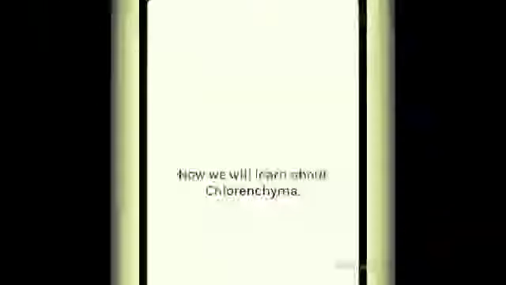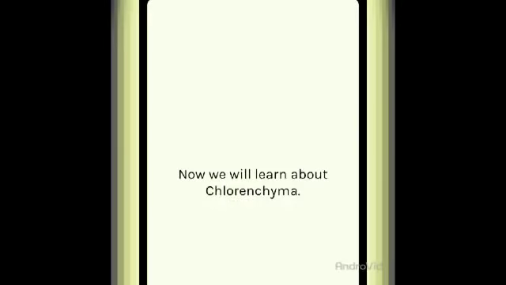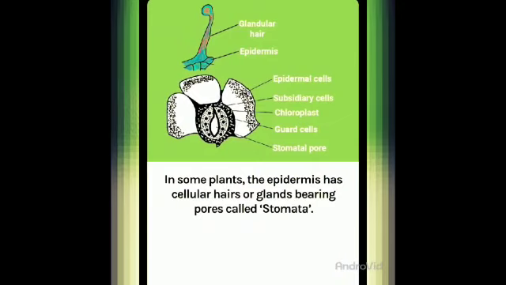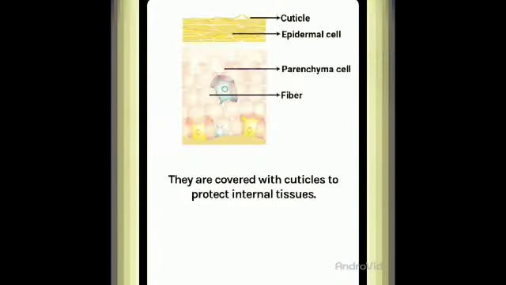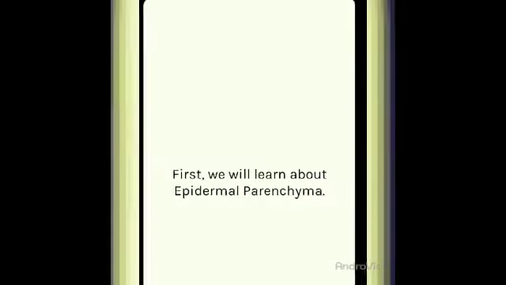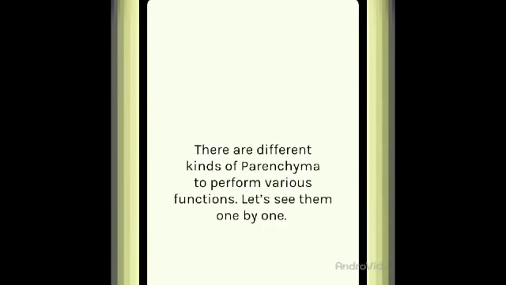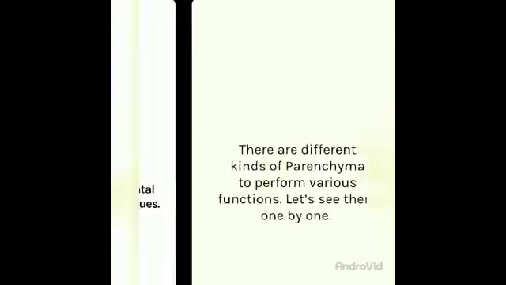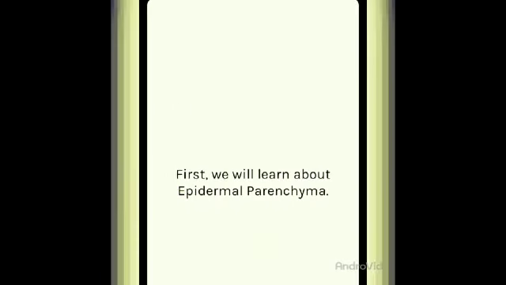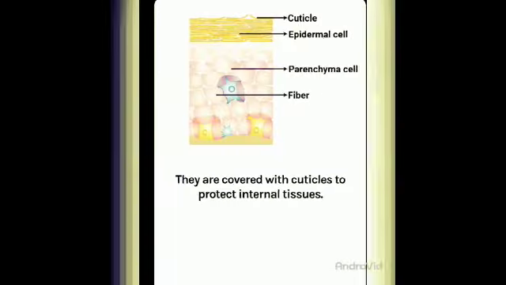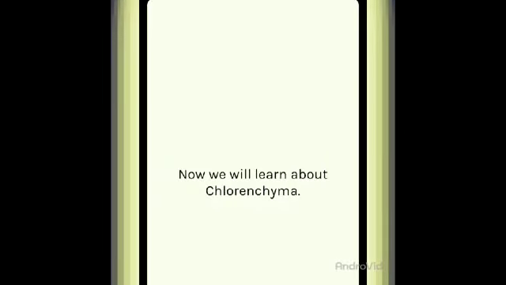So let's learn about the various kinds of parenchymatous type of tissues. Now, we will learn about chlorenchyma. This is another type of parenchyma tissue. You have seen in the previous part the epidermal tissue, right? Epidermal parenchyma. We are basically talking about the parenchyma, right? In the parenchyma, first you have seen the epidermal parenchyma. Now we are talking about chlorenchyma.